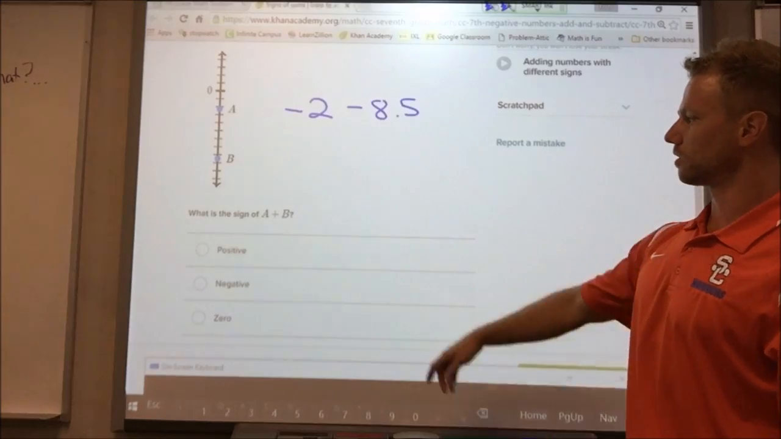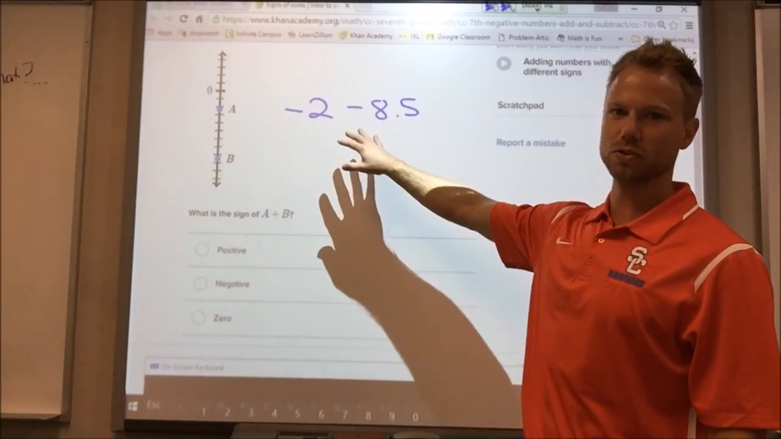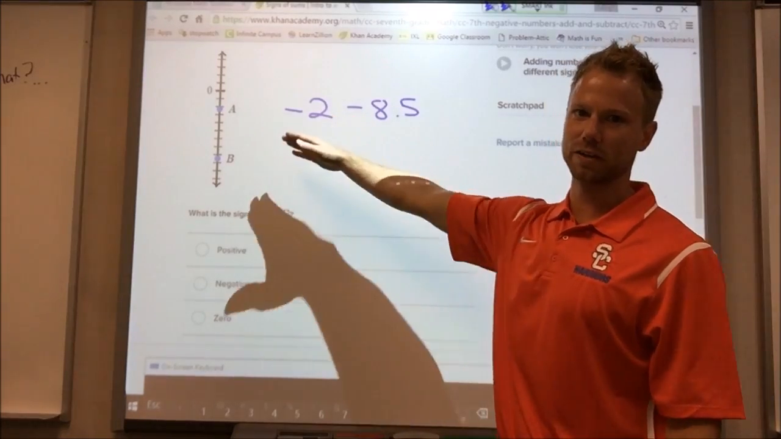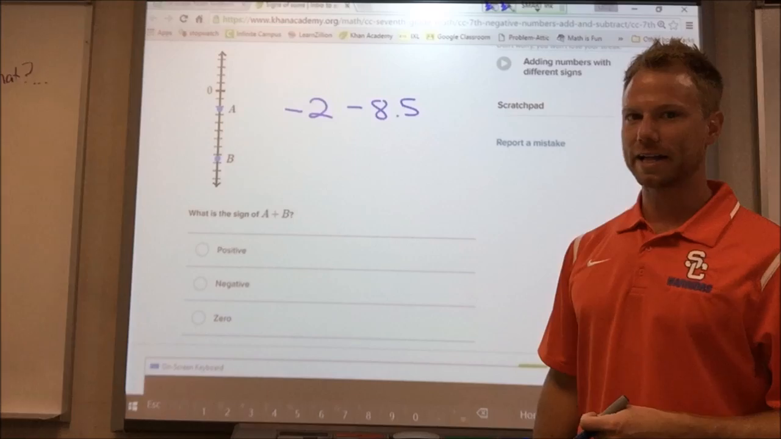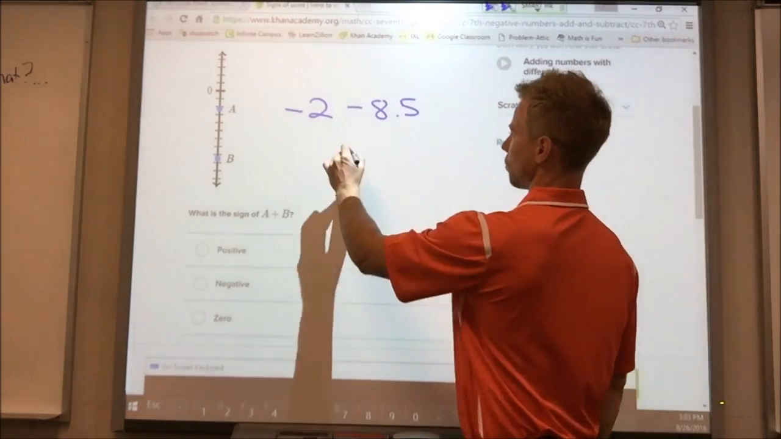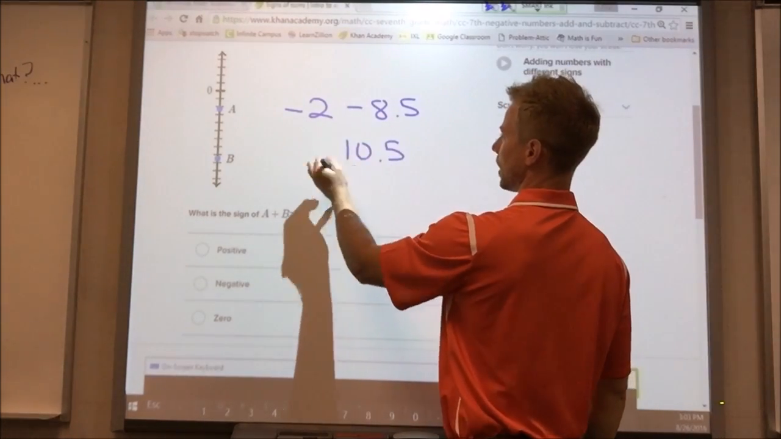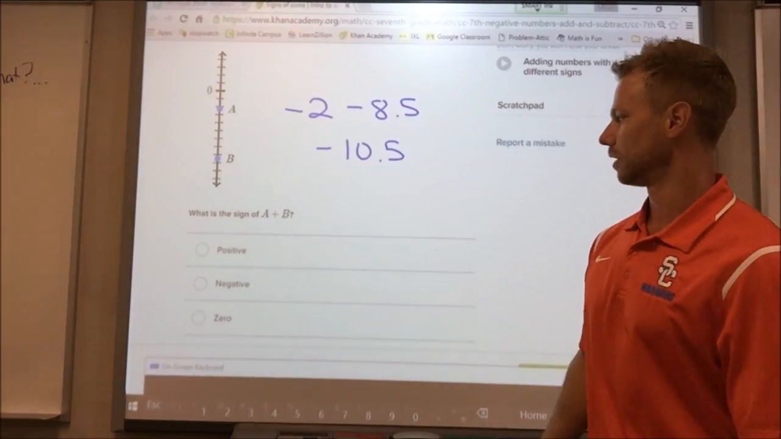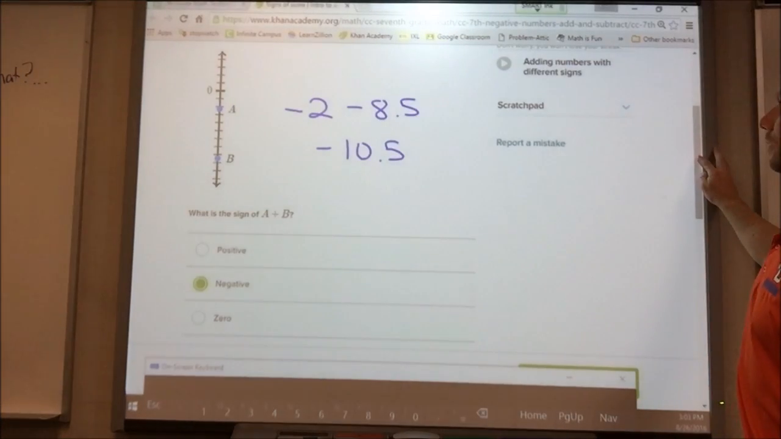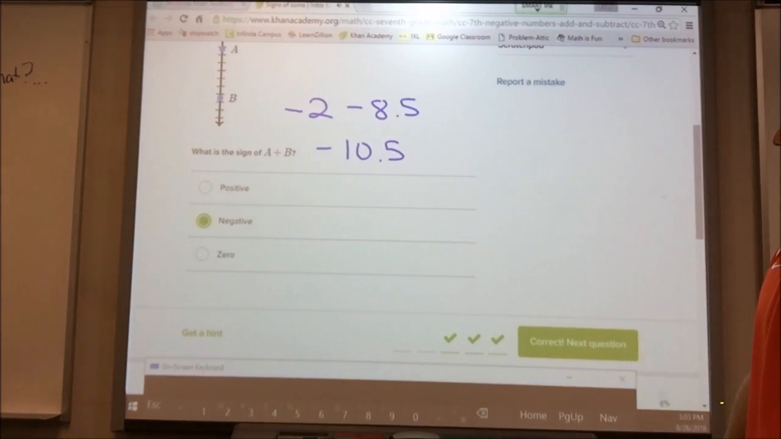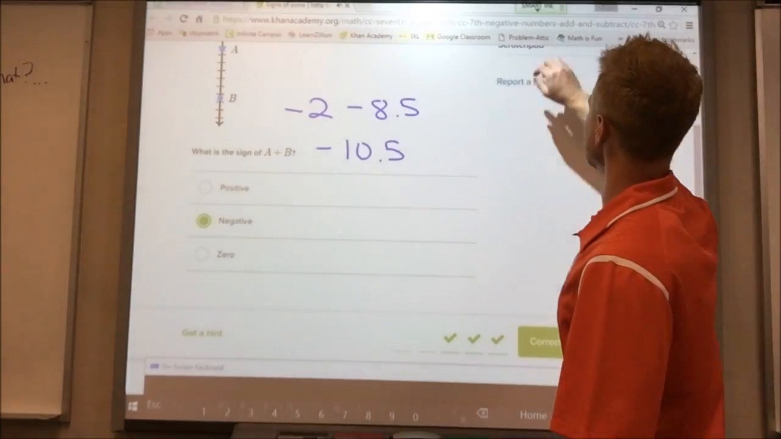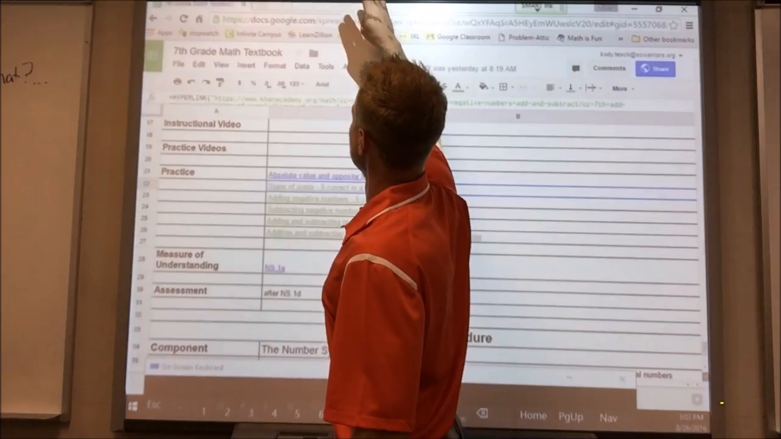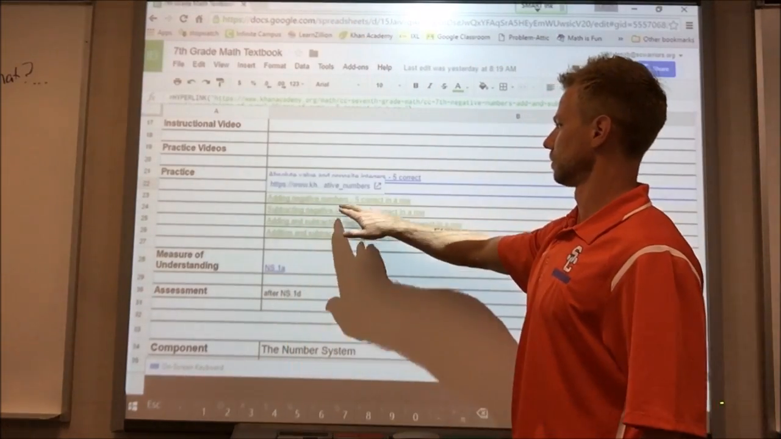Okay? What is the sign? Again, we're going to apply our rules. It says if we have two like signs in front of the numbers, we should add and keep the original sign. So if we add those together, we get 10.5. The original sign is negative. What's going to be the sign of the answer? It's going to be negative. Put in negative, and we got it. All right, good. Let's go on to the second practice link that we have to do for this standard.